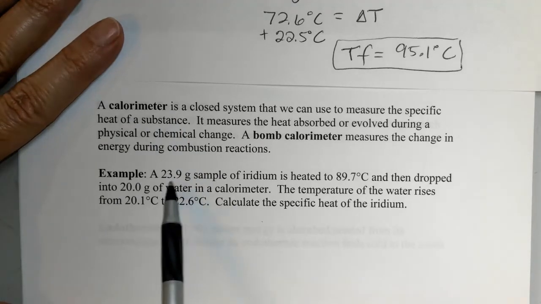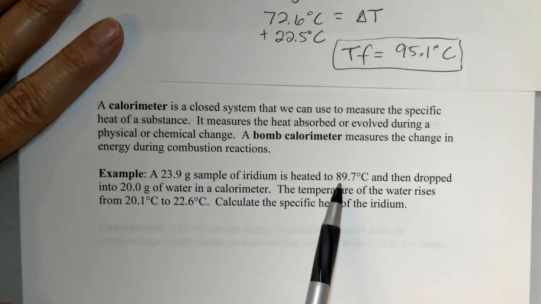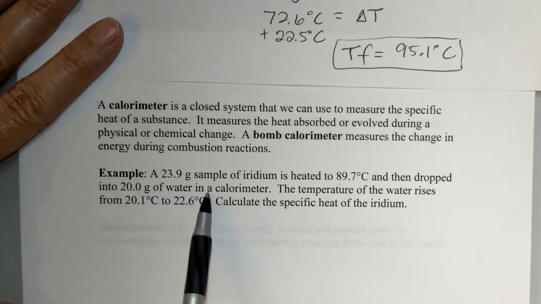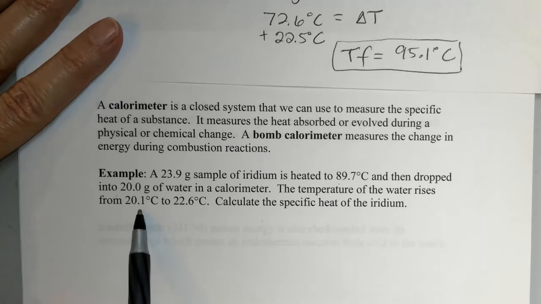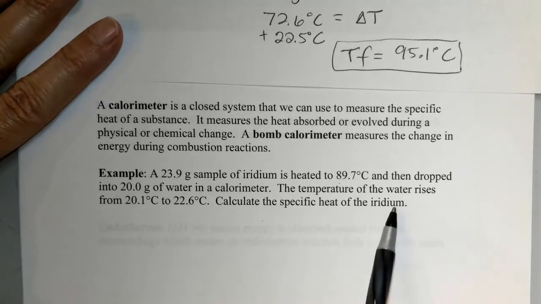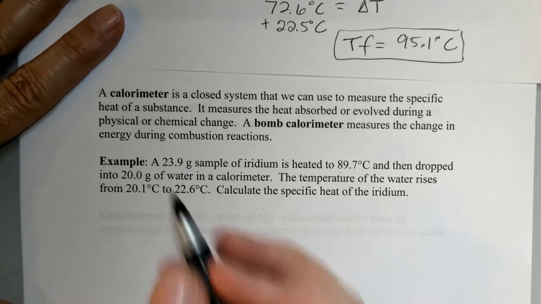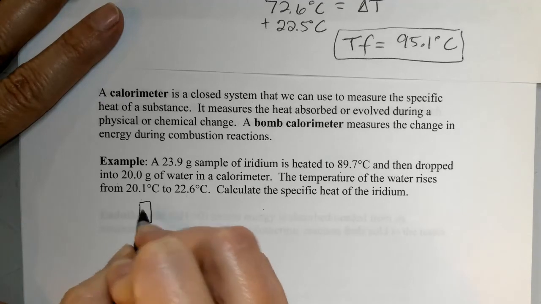All right, and it says we've got a 23.9 gram sample of iridium heated to 89.7 degrees Celsius, dropped into 20 grams of water in a calorimeter. And the temperature of the water rises from 20.1 to 22.6. And we want to know the specific heat of the iridium. So this one's a little bit different because if we think about what we've got, I'm going to just sort of draw this picture.